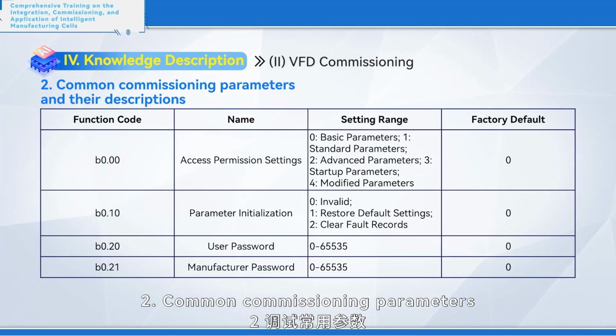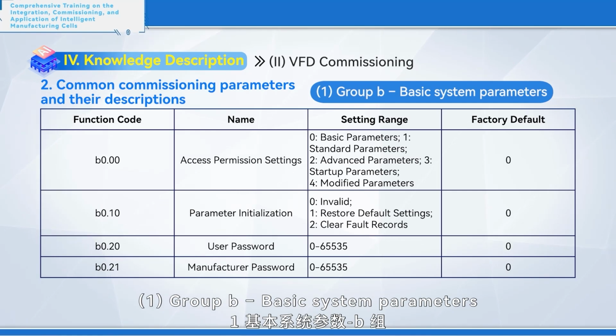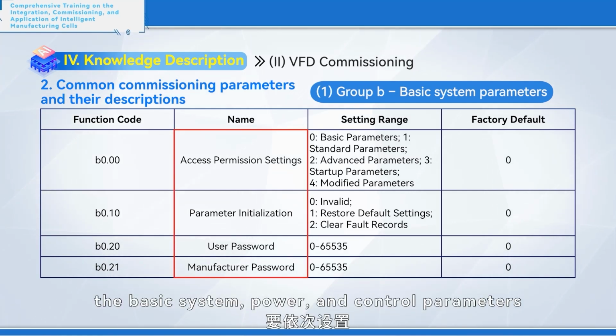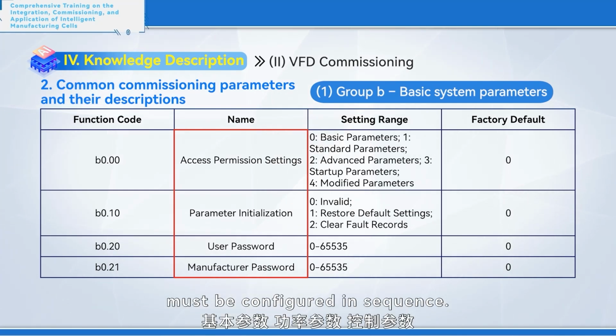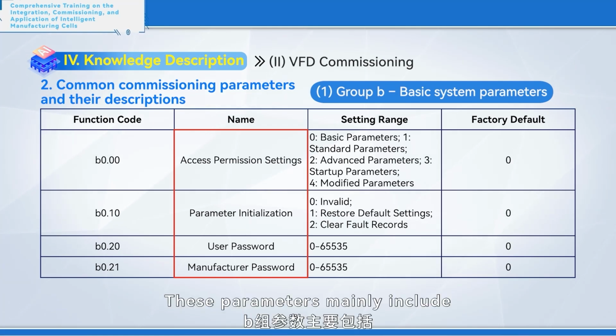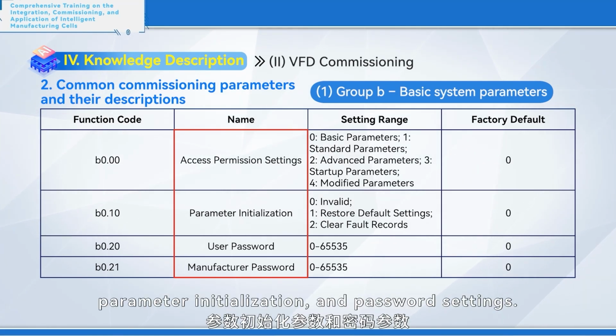Common commissioning parameters and their descriptions. 1. Group B, basic system parameters. To commission the VFD, the basic system, power, and control parameters must be configured in sequence. Begin by setting the Group B basic system parameters. These parameters mainly include access permission settings, parameter initialization, and password settings.